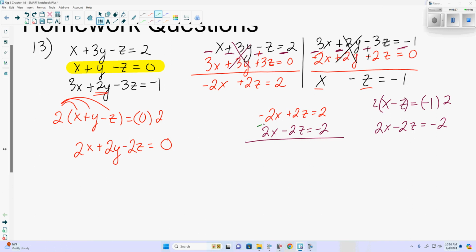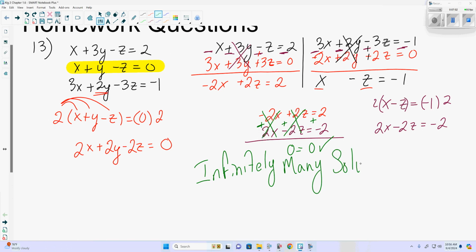Last but not least, we would add. Negative 2x plus 2x is 0. 2z plus negative 2z, 0. 2 plus negative 2 is 0, so this is infinitely many solutions.